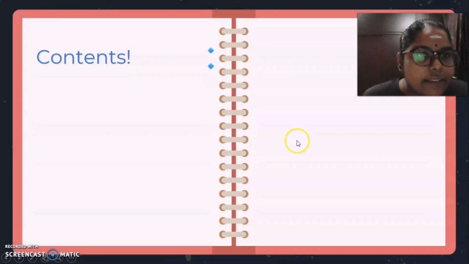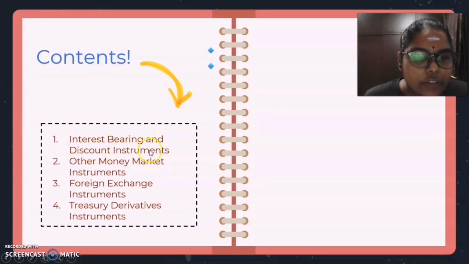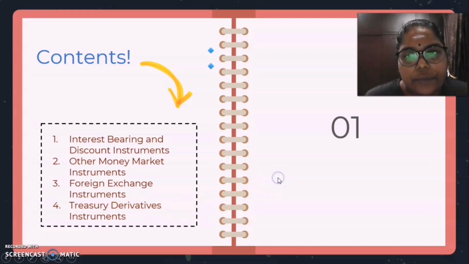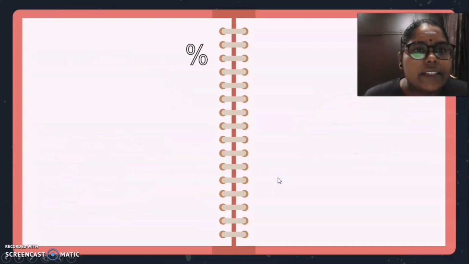In this chapter on treasury instruments, there are 4 types: first, interest bearing and discount instruments; second, other money market instruments; third, foreign exchange instruments; and the last is treasury derivative instruments. Okay, for the first instruments, interest bearing.